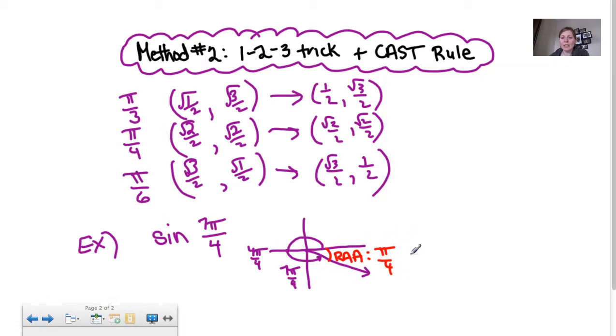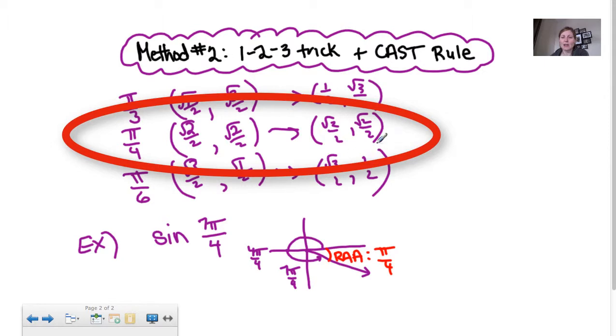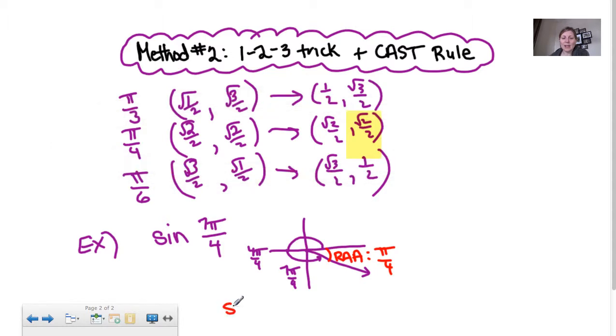Since I know my related acute angle, I can go up to here where my pi on 4 angle is, and I could determine, hey, for sine, I need to consider the y guys. So I could say, okay, the related acute angle is pi on 4. So I know that the sine of pi on 4 is going to be root 2 on 2.